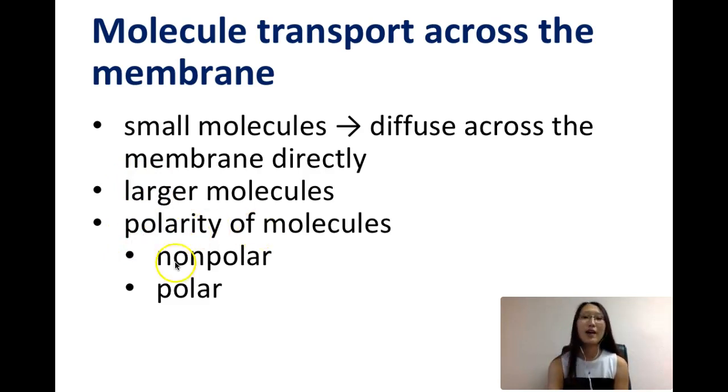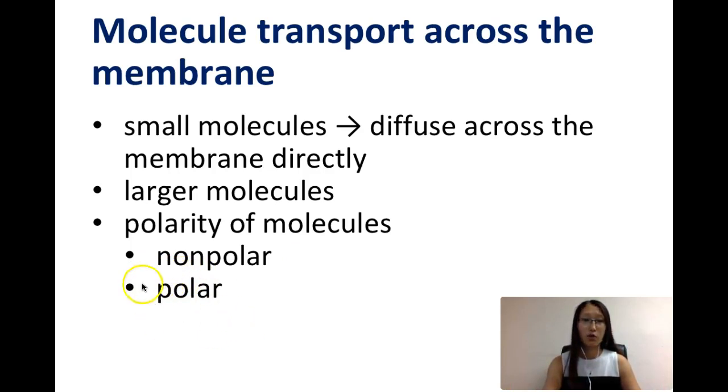The other one that we have is polarity of molecules. If you have a nonpolar molecule, especially a small nonpolar molecule, because your cell membrane is mostly nonpolar, then this nonpolar molecule is able to go through the cell membrane. However, you could also have a polar molecule that cannot go through the cell membrane directly, even if it's a small molecule, or it might go through very slowly because the cell membrane is mostly nonpolar.